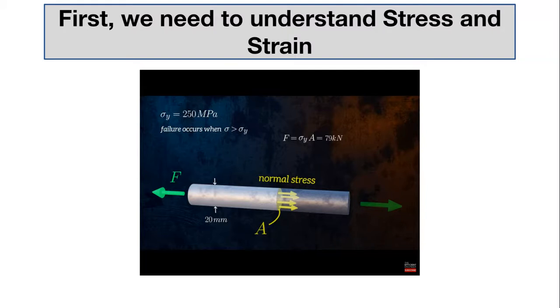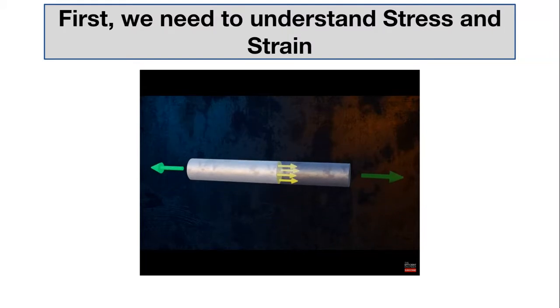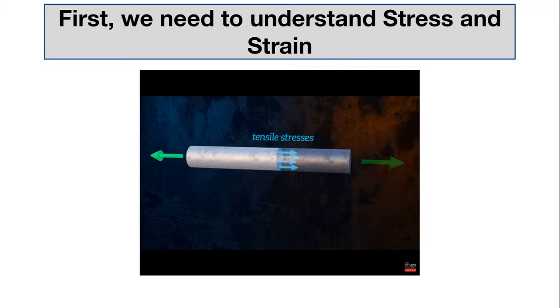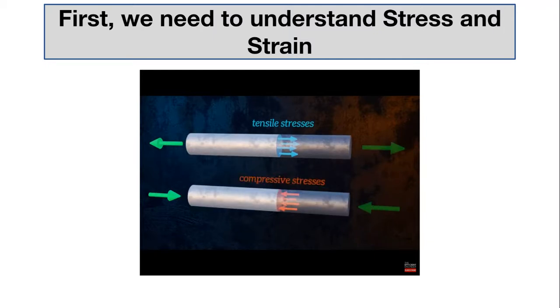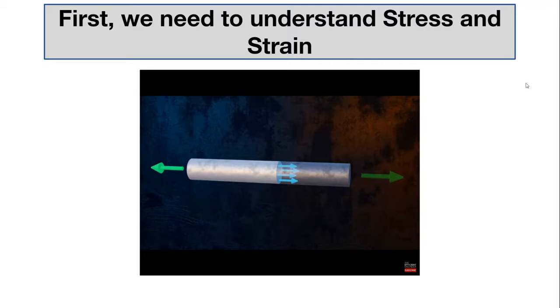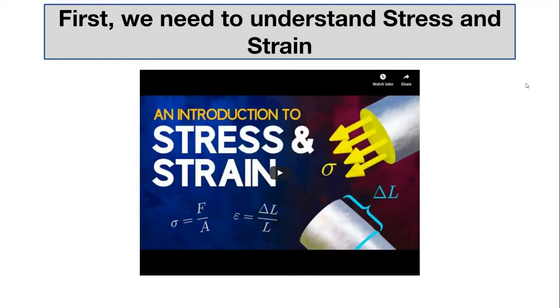Normal stress can be either tensile or compressive. In this case, the stress is tensile because the forces are stretching the bar. If the forces were trying to shorten the bar, we would have a compressive stress. The sign convention that is normally used is that tensile stresses are positive values and compressive stresses are negative values. In the case of our bar, it is reasonable to assume that the stresses are distributed uniformly across the cross-section and along the length of the bar.